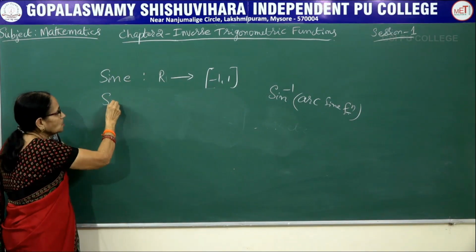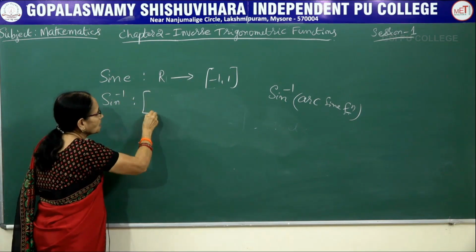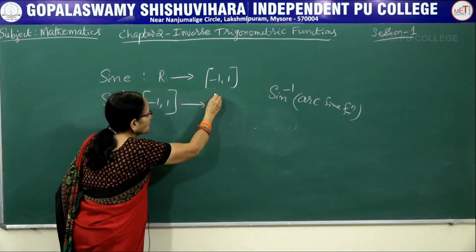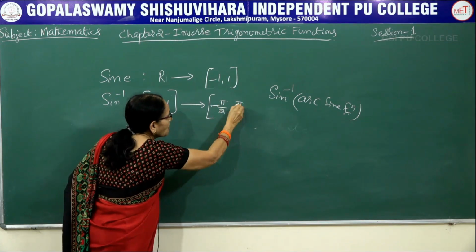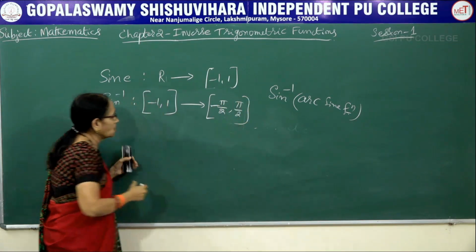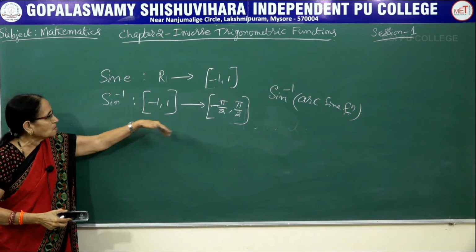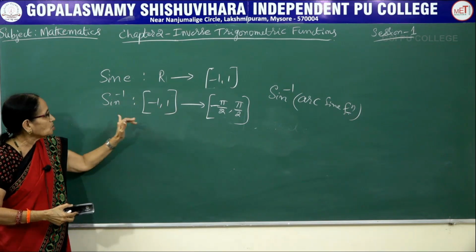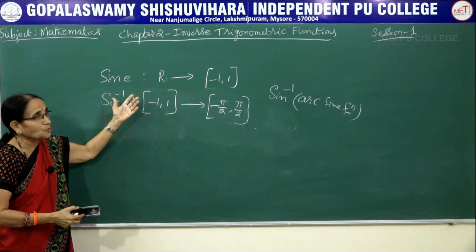That is, sine inverse can be considered as a function whose domain becomes minus 1 comma 1 and the range becomes the principal value branch. Just now I mentioned the principal value branch, that is, the values would be lying between minus 1 and plus 1, and the images would be minus pi by 2 to plus pi by 2. So this is how we define the inverse sine function.